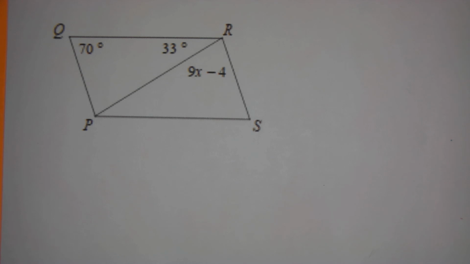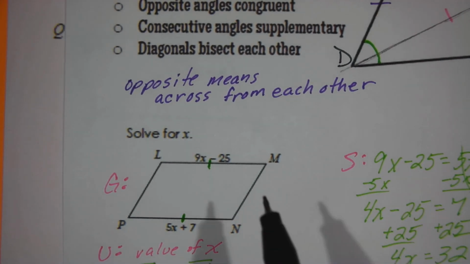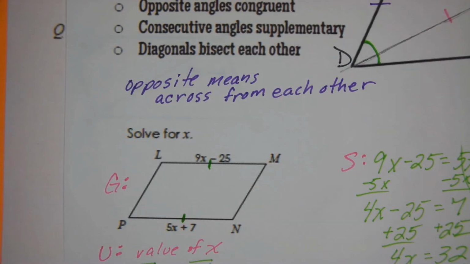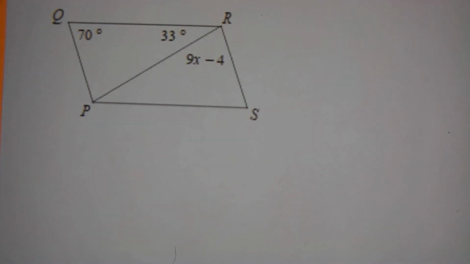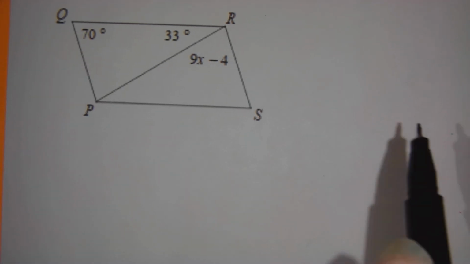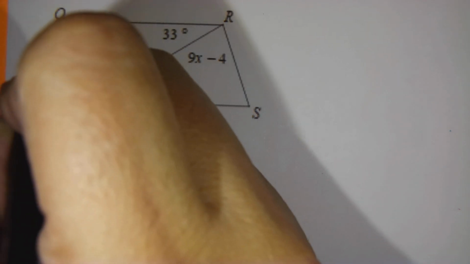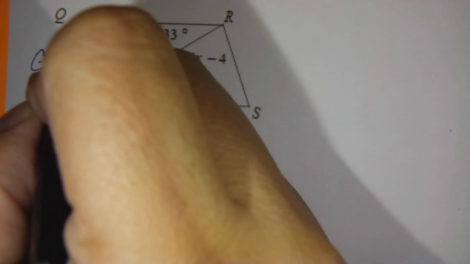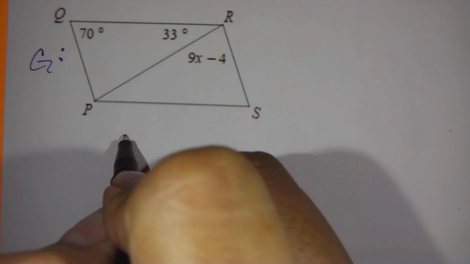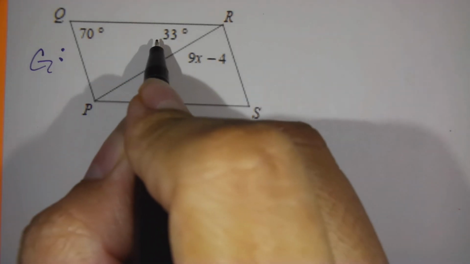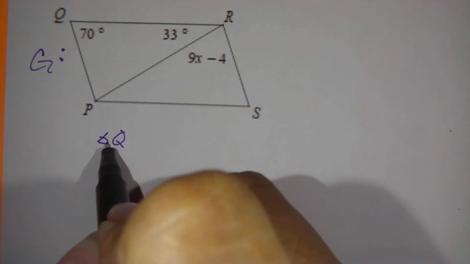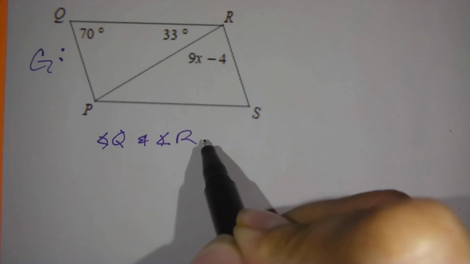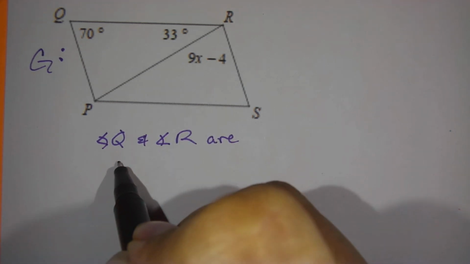Well, you should remember this little guy right here. Consecutive angles are supplementary. But Miss Carpio, there's this guy right here. This is split. Well, let's not fret so quickly. So we know Q and R are consecutive. So this is a given. We're going to use our picture here to say that angle Q and angle R are consecutive.